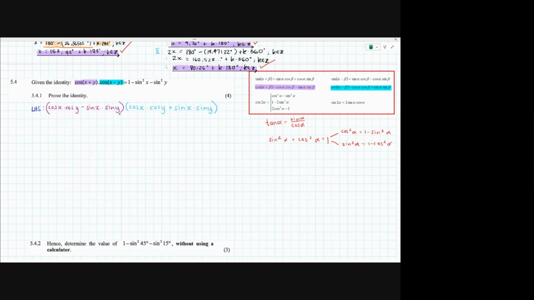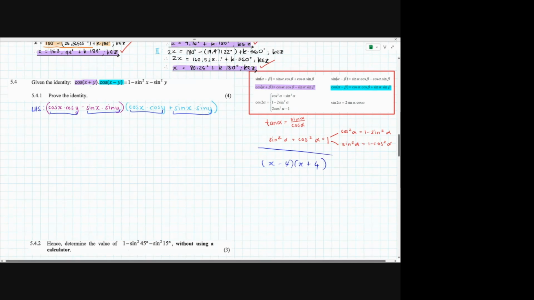All right, so we essentially now have a binomial times a binomial. Here's term 1, term 2, term 1, term 2. We have a binomial times a binomial. Now, guys, if I had given you, let's say, x minus 4, x plus 4, and you had to multiply that out, what do you know that's going to simplify to? Think back to your algebra, your factorization. What do you know this simplifies to?